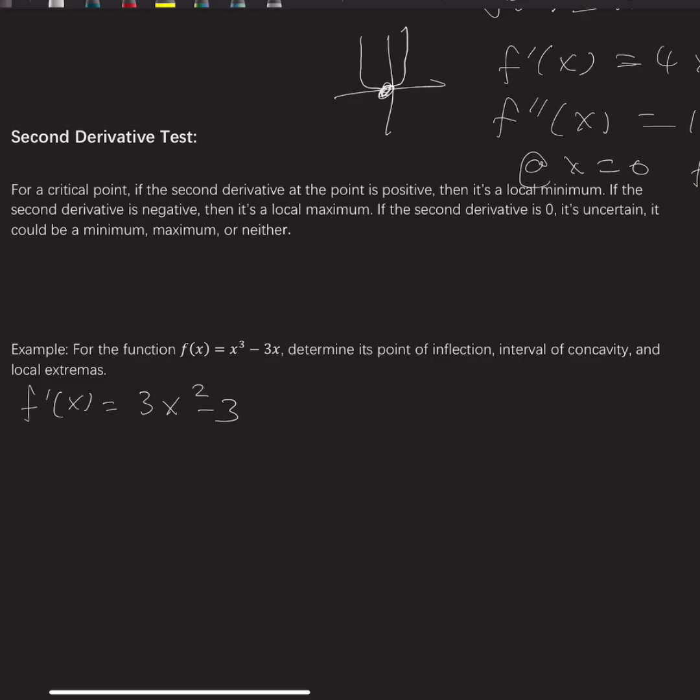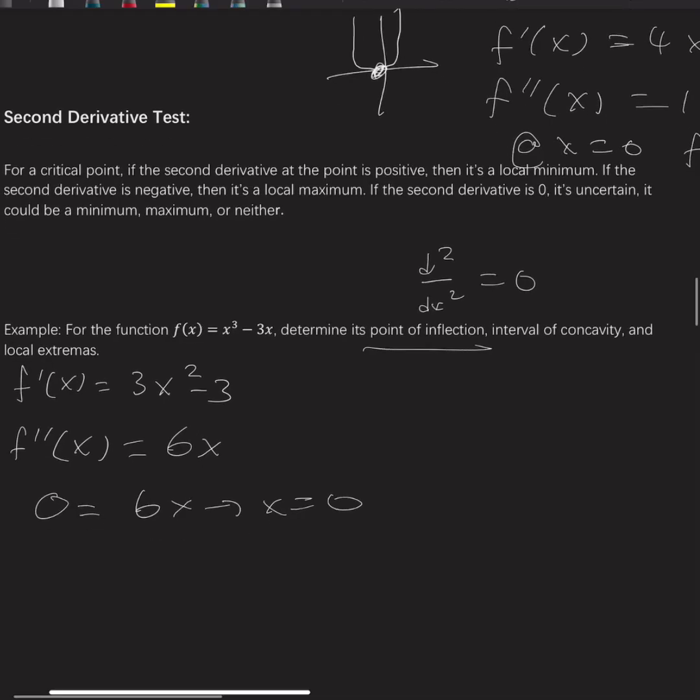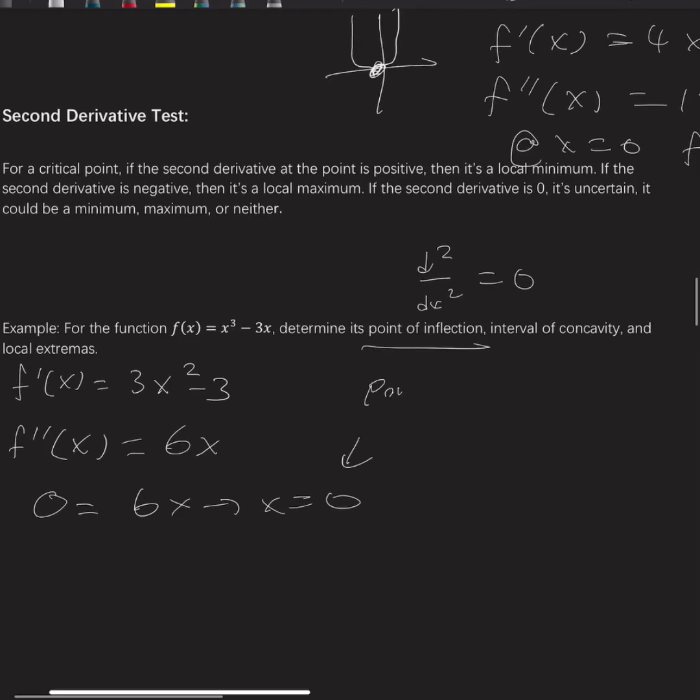And let's find the point of inflection first. Which means that we need to take the second derivative, f double prime of x, which is equal to 6x. And the point of inflection is when the second derivative is equal to 0. So we let it equal 0, so x equals 0. That's the point of inflection, where it changes concavity.